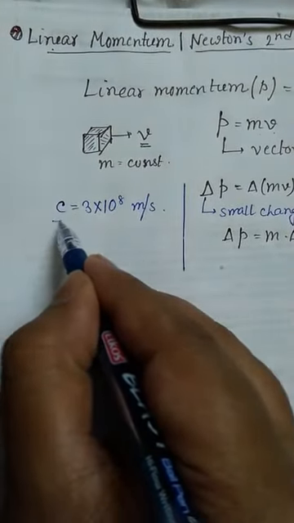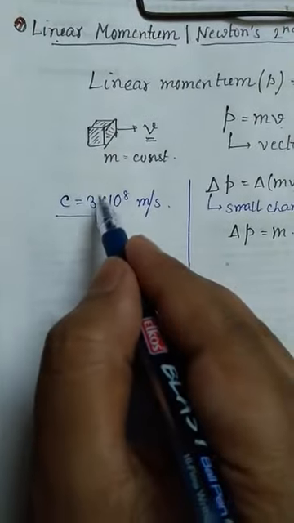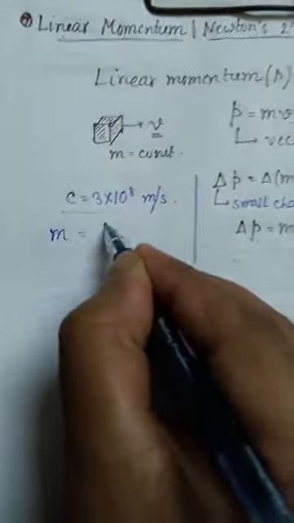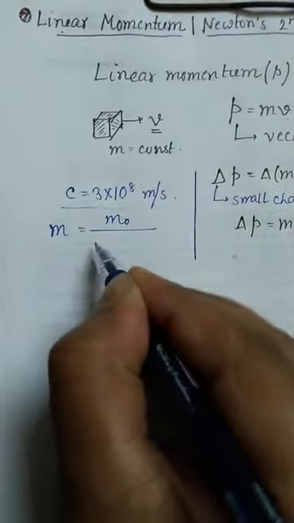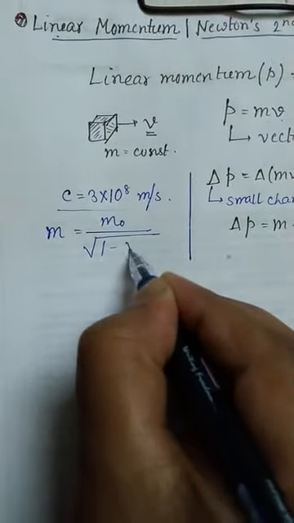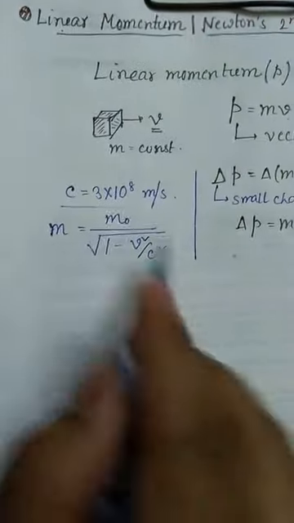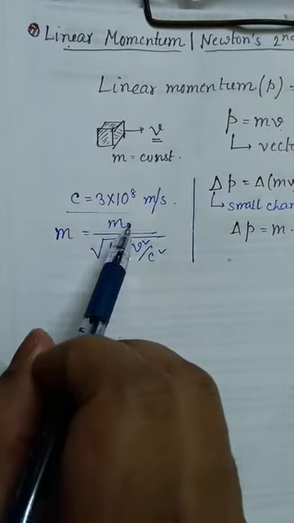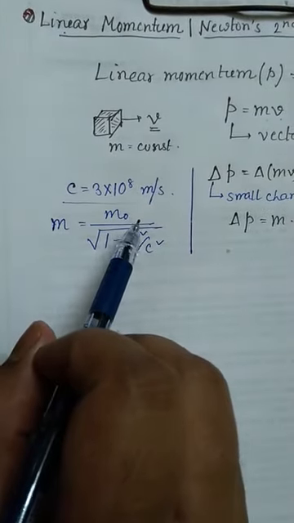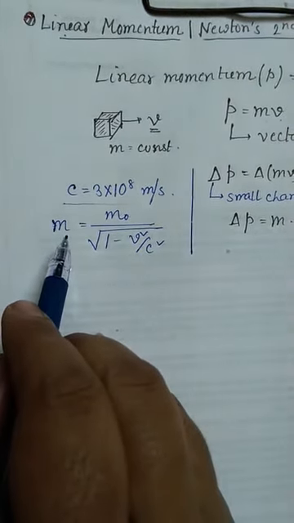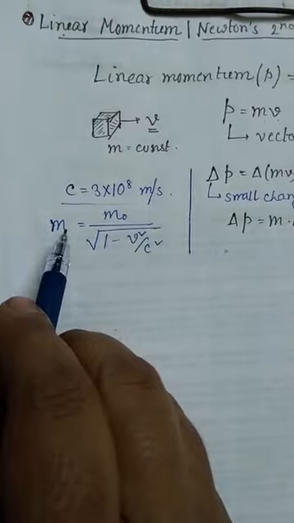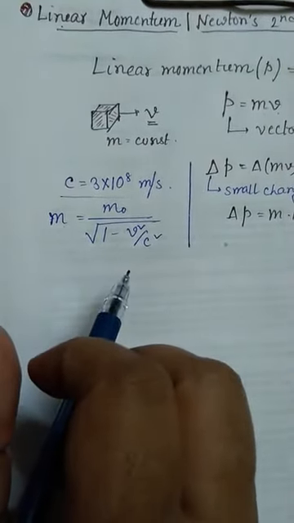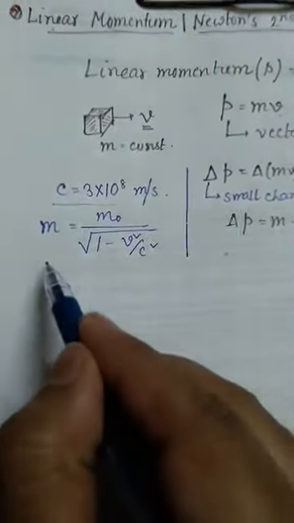If a particle moves with velocity comparable to light, then mass will change according to this formula: m equals m naught over root of 1 minus v square by c square. What is this m naught? This m naught is the mass of the object when the object is at rest, and m is the mass of that object when the velocity is v. Is it clear?